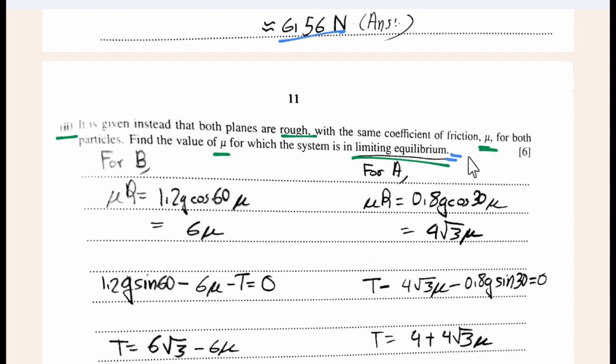Equilibrium means that the system is at rest, but limiting equilibrium means that the system is at rest but frictional force, mu R, is acting. So in limiting equilibrium, frictional force is acting but the system is at rest. So since the system is at rest, the forward force is equal to the backward force, and for particles A and B we need to find the forces.